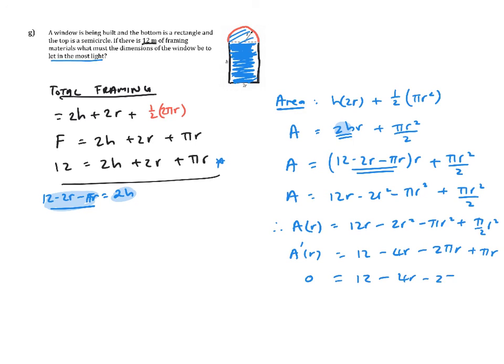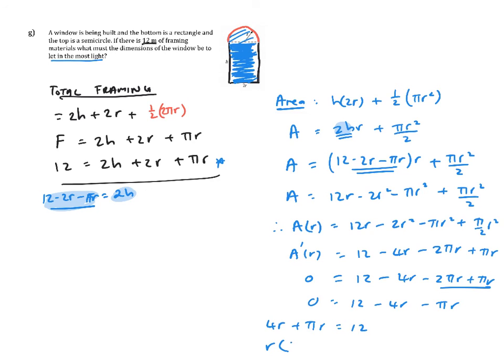4r minus 2 pi r plus pi r. And what is minus 2 pi r plus pi r? It is equal to minus pi r. So therefore, again, what do I do now? I can take out r as a common factor. So we can put all the r's on one side. So 4r plus pi r is equal to 12.